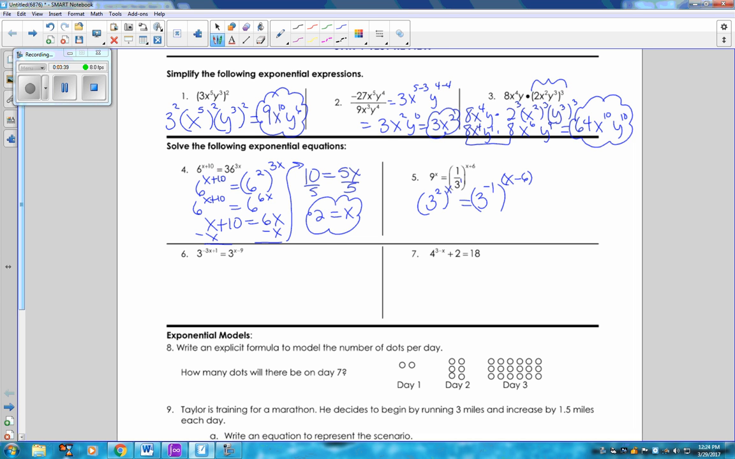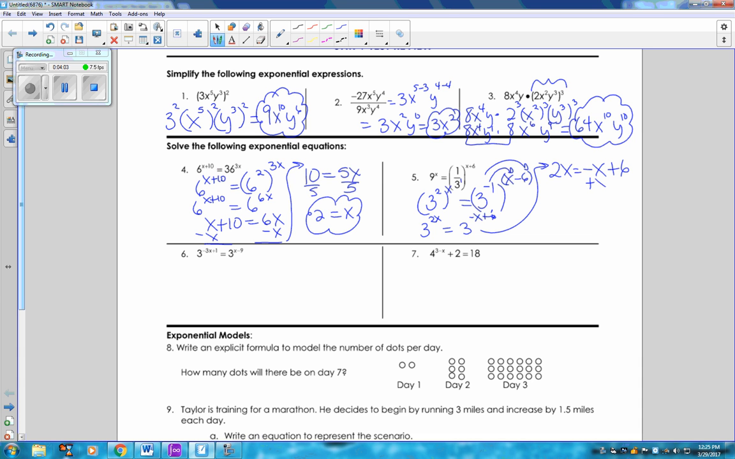The next thing you're going to do is to distribute that negative 1. And I'm going to multiply the 2 and 3 together. So I have 6 to the 2x equals 3 to the negative x plus 6. So when you distribute that negative 1 times negative 6 is positive 6. Now the bases are the same, so I'm going to set the exponents equal to each other.